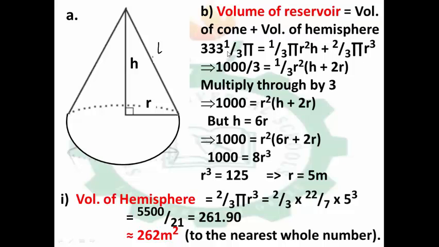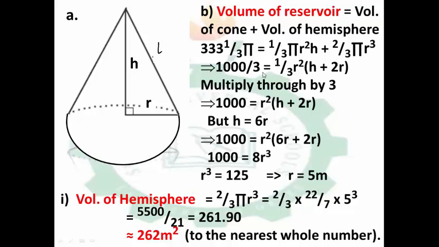And when we change this to improper fraction, you can do away with the pi. When you factorize pi out, it's going to cancel, so that will go. So you have 1000 over 3 is equal to 1 over 3 r square, open bracket h plus 2r. And multiplying through by 3, you are going to have a linear equation, which is 1000 equals r square, open bracket h plus 2r.